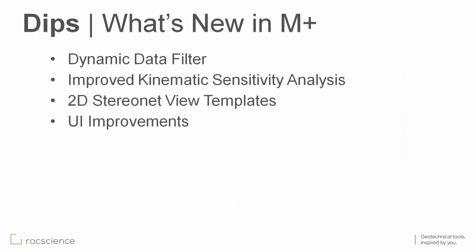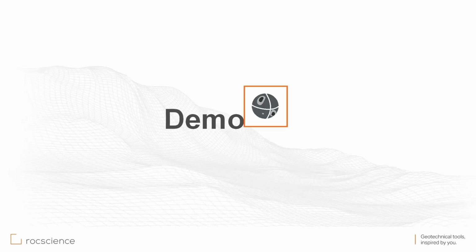Before moving to our demo, I would like to briefly mention the newest features included in the latest version of DIPS. A dynamic data filter option has been added to allow users to create filters and to search for any subsets of data in a DIPS file. Kinematic sensitivity analysis has been improved to include set versus set analysis and polar chart type. A 2D Stereonet view templates option has been added to save a template and load a predefined template, and the user interface has been improved. Now let's have a quick look at our DIPS demo.